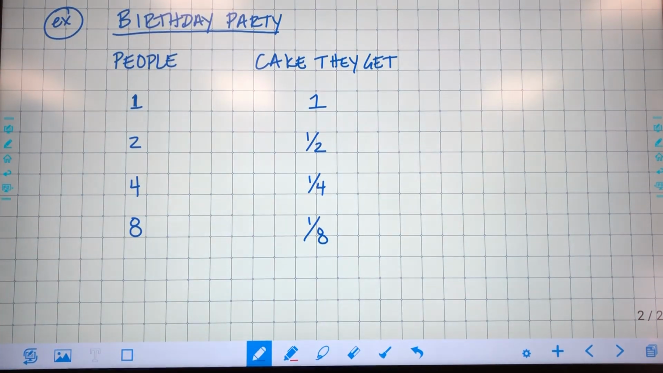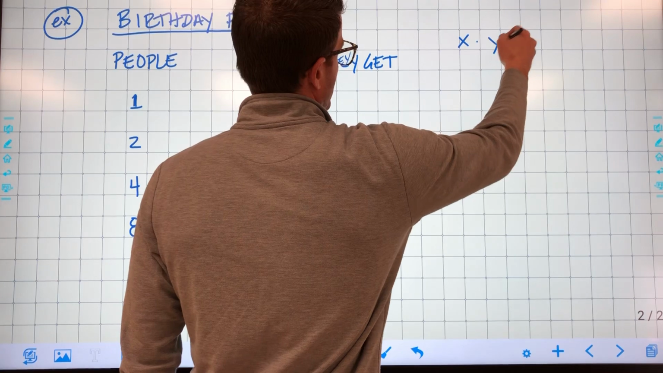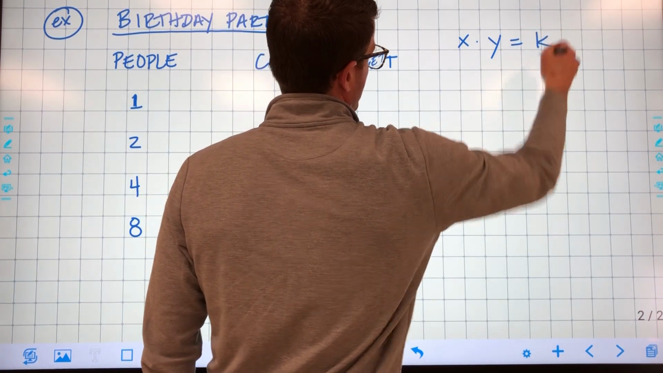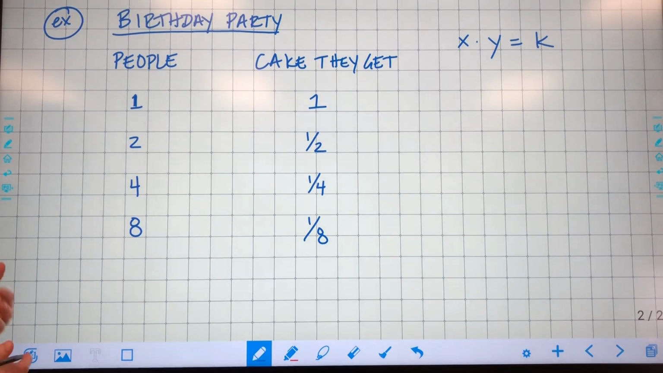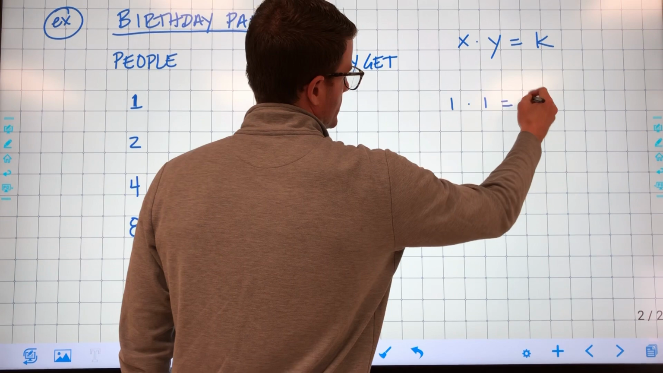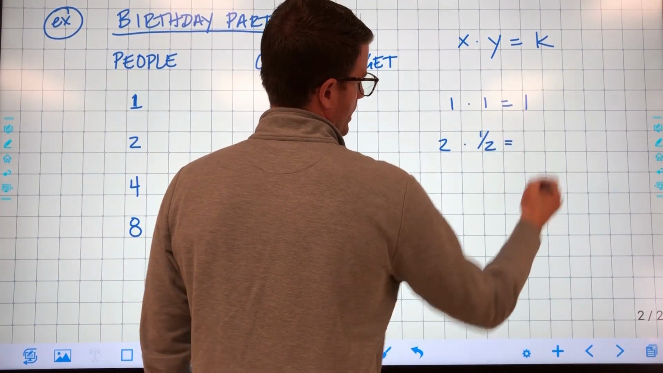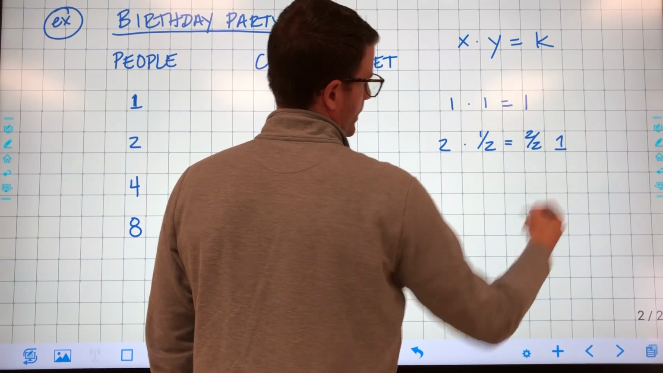So let's see, is this an inverse relationship? Do I have a constant? I do. The constant is the cake. And I know that an inverse relationship takes my input and my output, and if I multiply them together, I always get the same thing. So x times y here is going to be 1 times 1, which is 1. 2 times 1/2 is 2 over 2, which is 1.